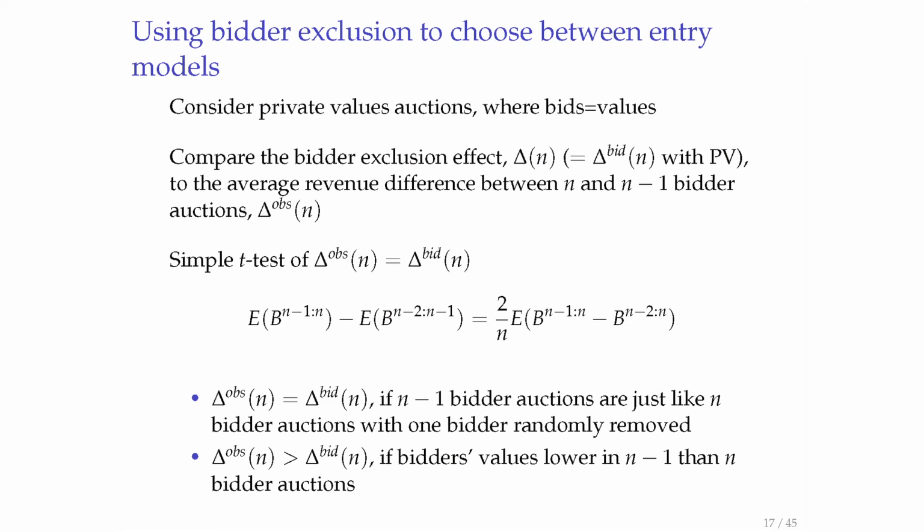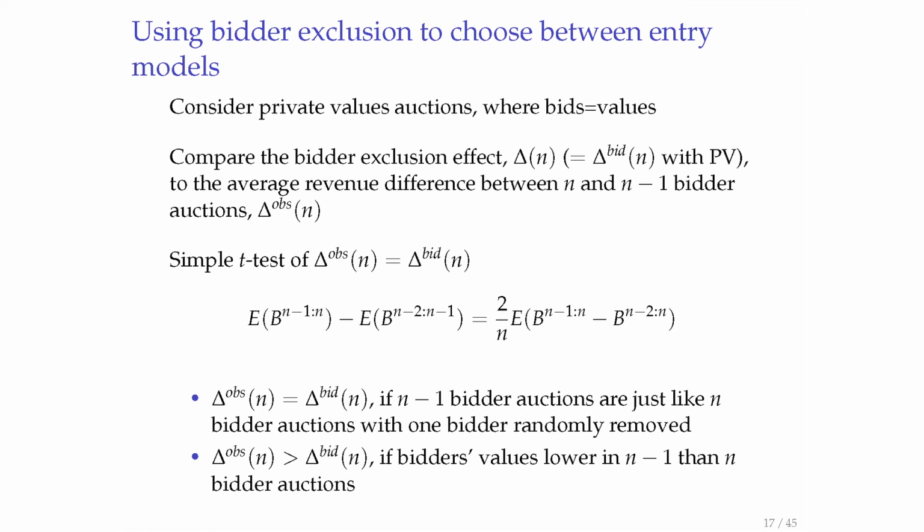Consider first a private value setting, a button auction, so your bids equal your values. Then the bidder exclusion effect, this delta of n, is going to be equal to delta of bid. It's going to be equal to 2 over n times the expected gap. So these two things should be equal here. The actual change in revenue between n bidder auctions and n minus 1 bidder auctions, you had to observe both of these in the data.